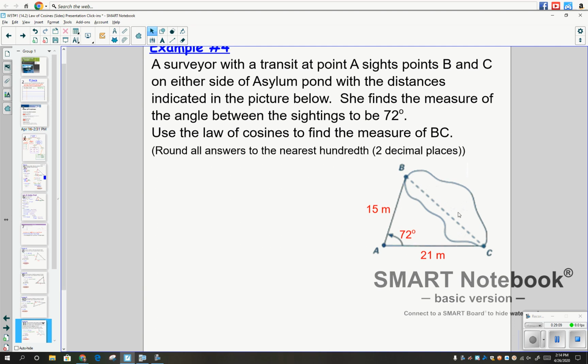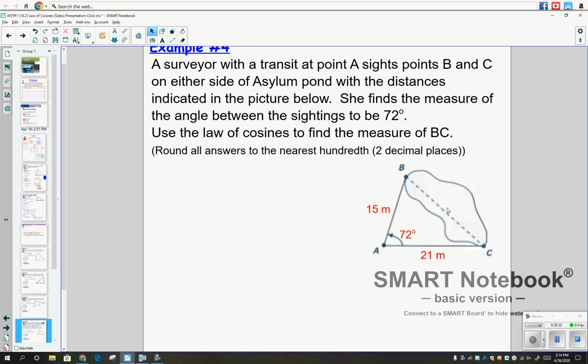She finds that the measure of the angle between the sighting of the two points is 72. So angle A here is 72 degrees. We want to use the law of cosines to find the measure of BC. We're trying to find how far it is across the pond. Now we can't just measure it. We don't have our boat, so we can't go across it, but we can use that.